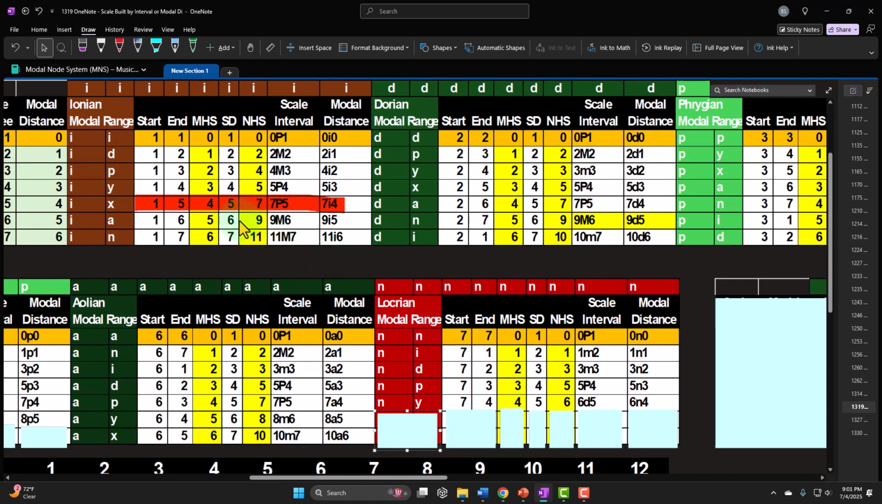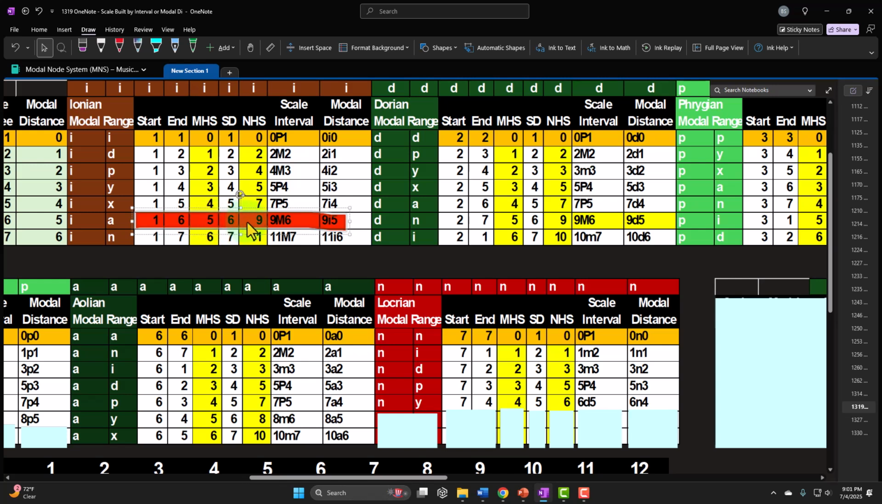From the Ionian, though, then that's the major mode. So that would be an I to an A. It would be a 6-1 modal range because you're going 5 modal half steps up plus the Ionian node of 1 gets you to that 6. It would be the 6th scale degree as well because the modal half steps are off by 1.